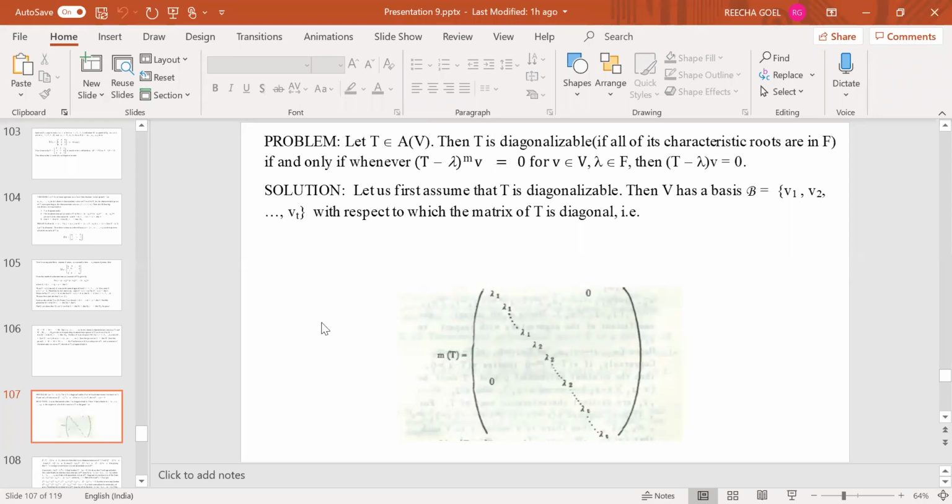Now after that, this is a very important result in Hoffman's book.